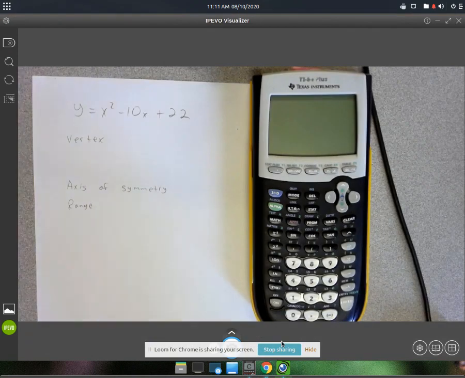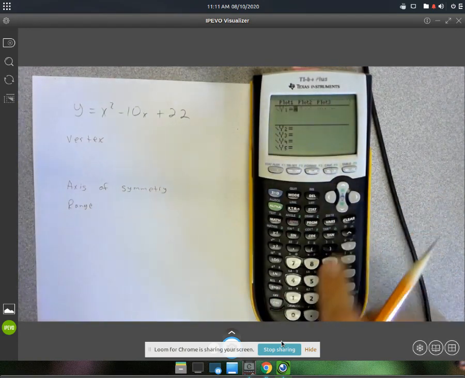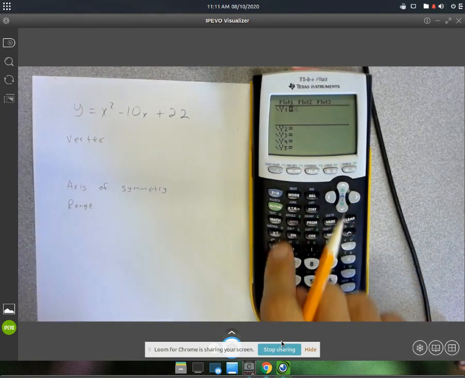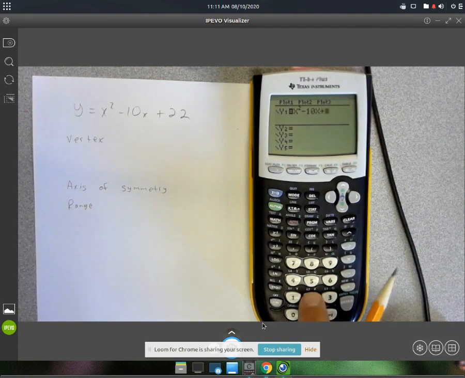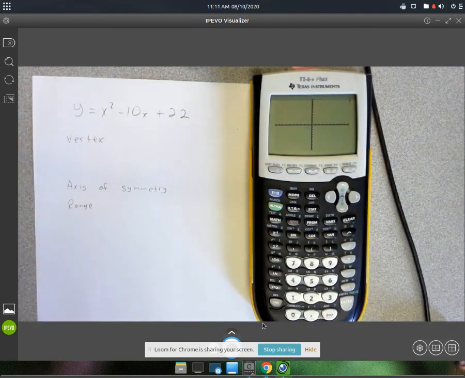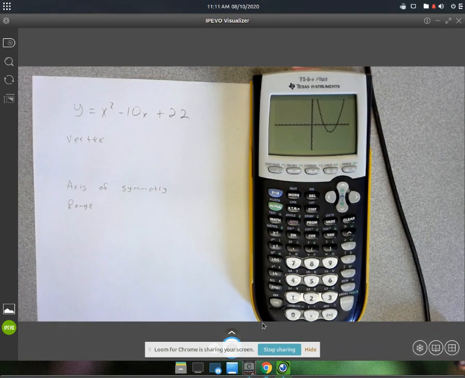All right, so what we're looking at this time are a couple other characteristics of quadratics. So first, let's go ahead and graph this thing. We've got x squared minus 10x plus 22. All right, there we go. Now the main thing we really need to know is the vertex. The vertex is going to give us the rest of our information.